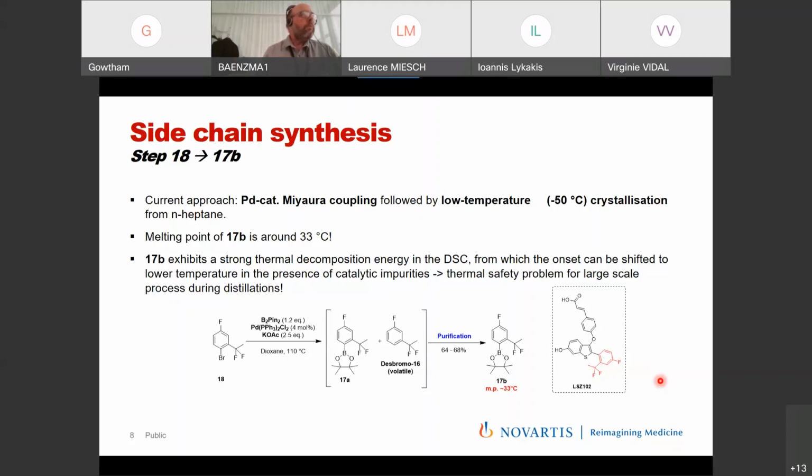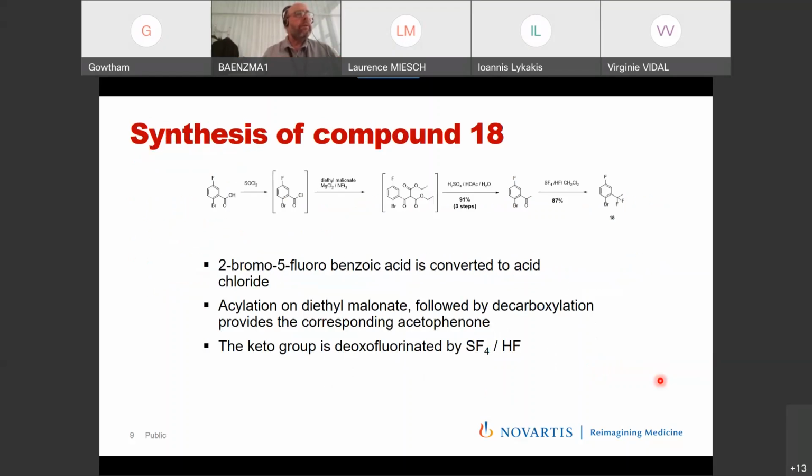However, there was another problem. Besides the low melting point of only 33 degrees, it exhibited a strong thermal decomposition energy in the DSC. And we had distillation processes, so from dioxane to heptane, and that on scale exhibited a thermal safety problem for large scale. So that's why we actually wanted to get away from that. The synthesis of this compound 18 is described here.